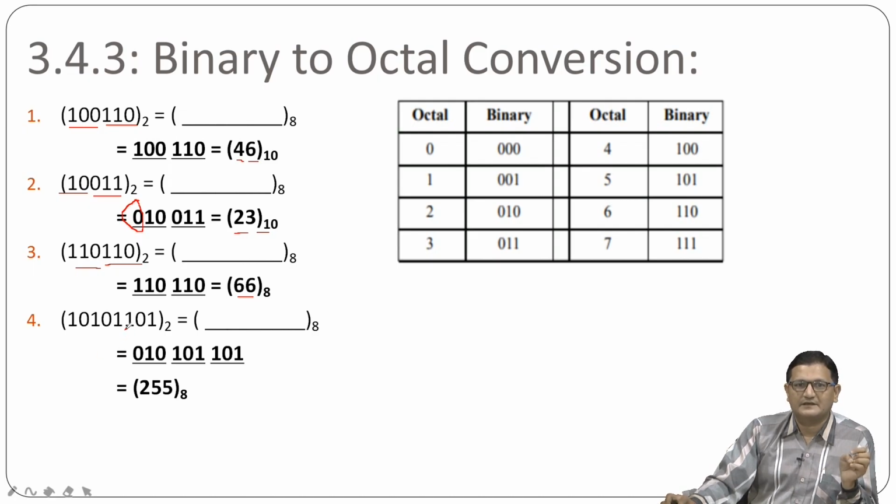Similarly, here you just need to make groups, let's see, 101 101, and then 10 is there, so you just add a 0 here, right? So that is what it is, the octal number is 255, right? It is the octal number of this particular binary.